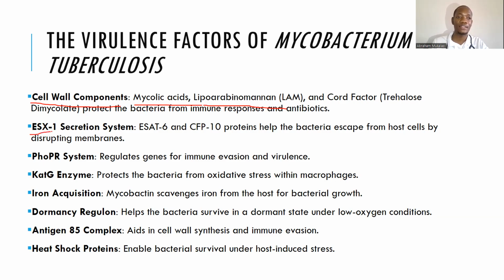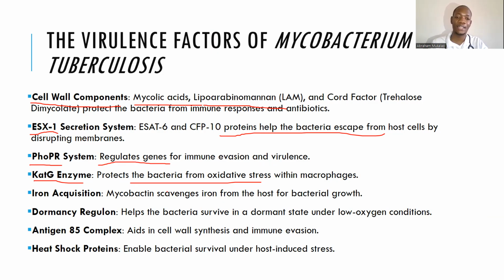Then you also have the ESX1 secretion system, and in this case, you have proteins that help the bacteria to escape the immune system by disrupting actually the immune membranes or the cell membranes of the immune cells. Then you have the PhoP secretion system. This one has genes that regulate immune evasion and virulence. It also has the KatG enzymes that protect the bacteria from oxidative stress in the macrophages.